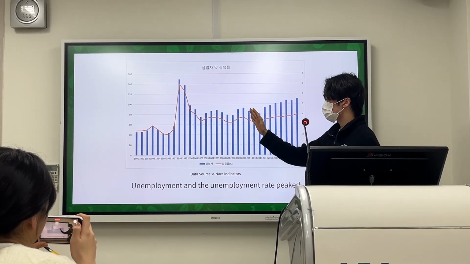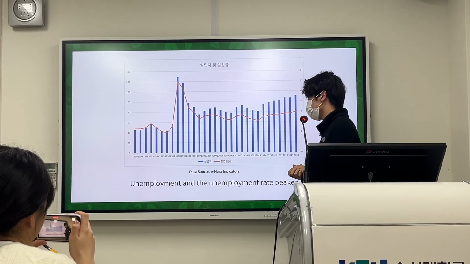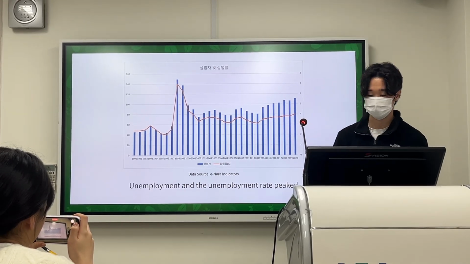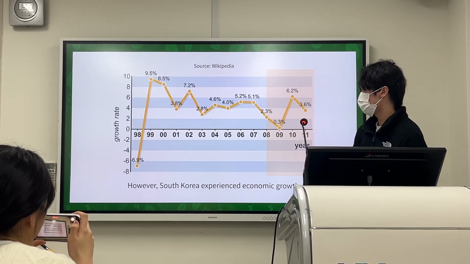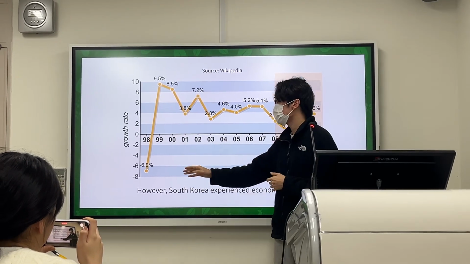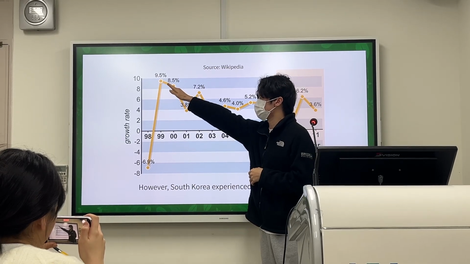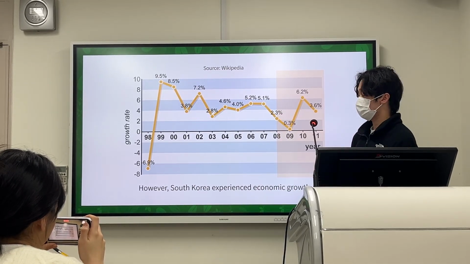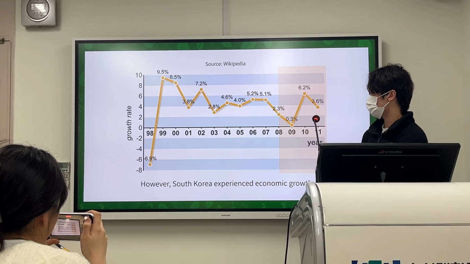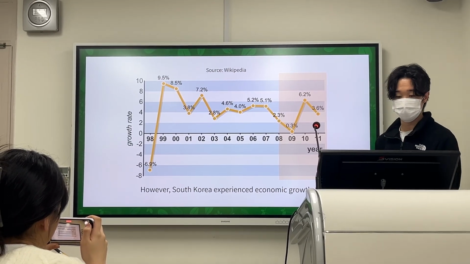So in 1997, like this, the unemployment rate peaked. However, South Korea experienced a remarkable economic growth from minus 6.9% to 9.5%. IMF gave a lot of effort to recover financial crisis of South Korea. Then what exactly IMF did?